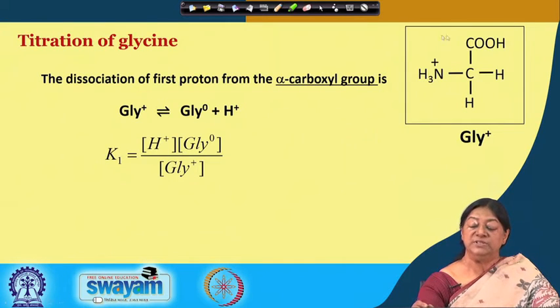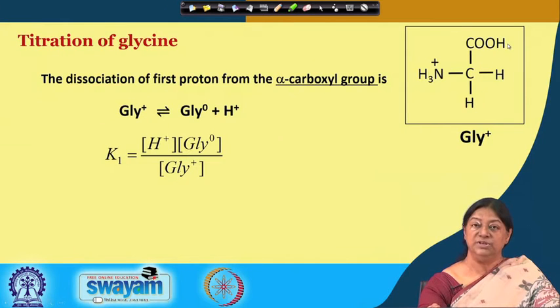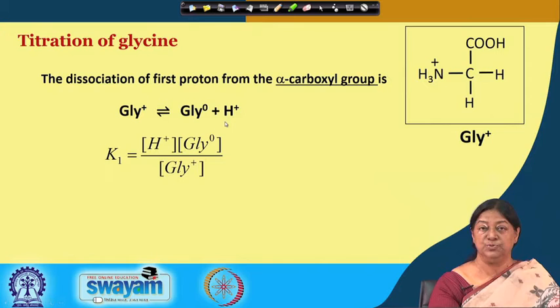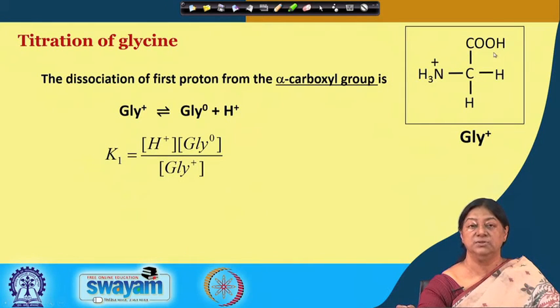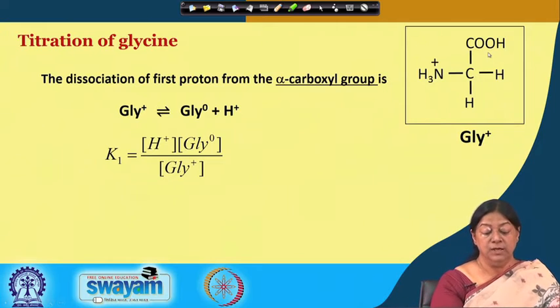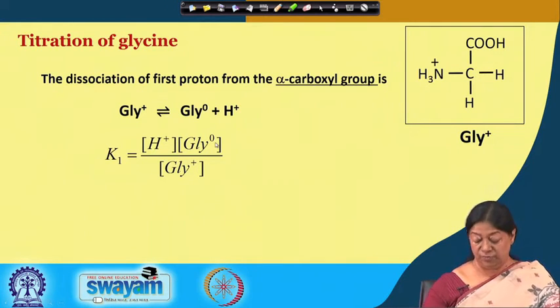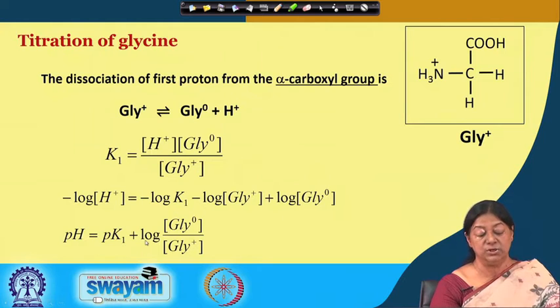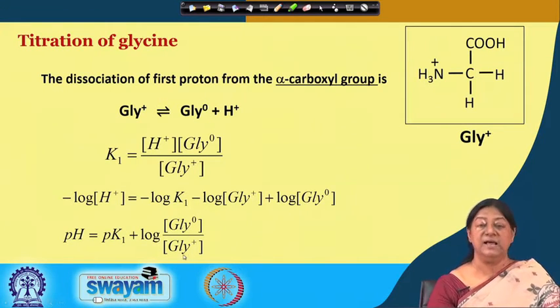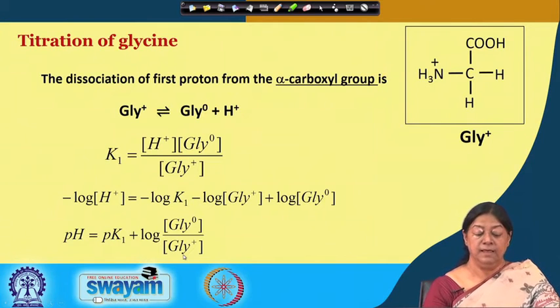At low pH, we say everything is protonated. As we do the titration, we are losing the H plus. Which H plus are we losing? We are losing the one connected to the carboxylic group. So, this is the K1 value. If again we rearrange this into a form like the Henderson-Hasselbalch equation, we get that the pH is equal to pK1 plus log Gly 0, that is the conjugate base, over Gly plus, our acid.